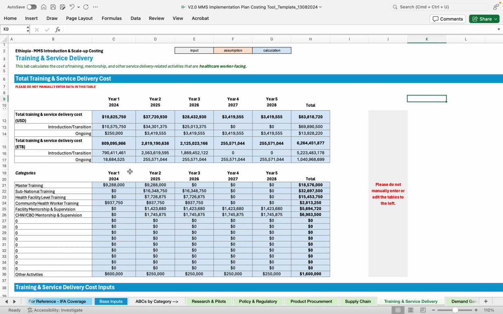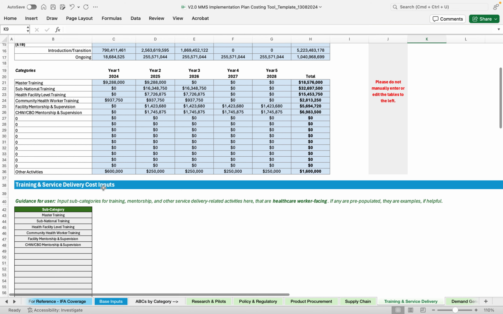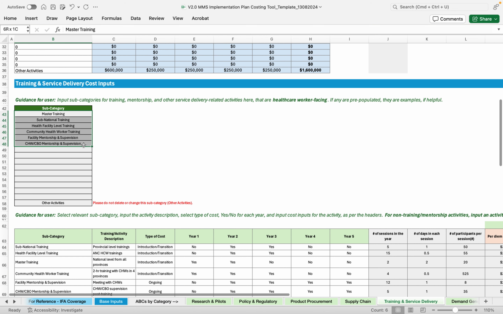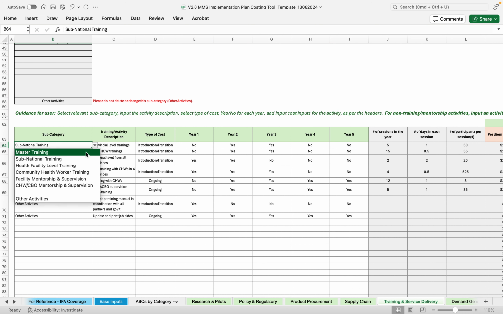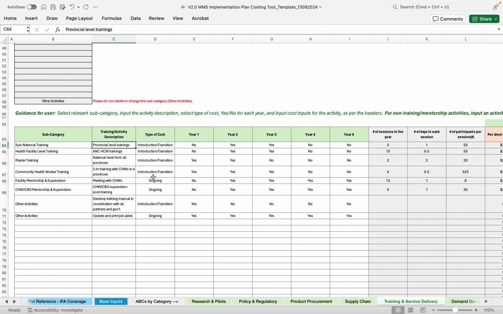Training and service delivery is there to calculate the cost of training, mentorship, and other service delivery related activities that are healthcare worker facing only. And so subcategories can be entered based on what is to be included, including the different cascade of training from master training, subnational health facility training, community training, to mentorship and supervision at different levels, and can be updated and edited based on what's appropriate in your country. Here, the subcategory is selected, the training activity description is included, manually inputted, the type of cost is selected, and in what year it would be applicable in.